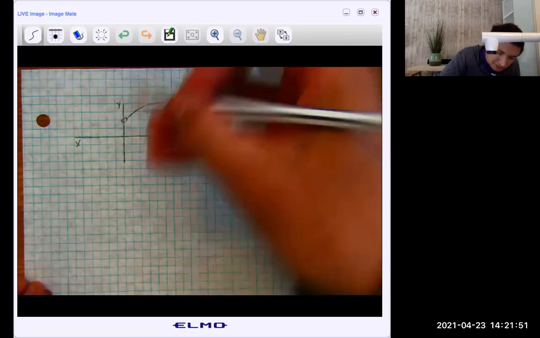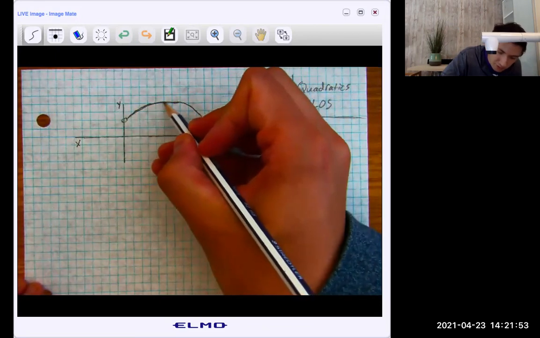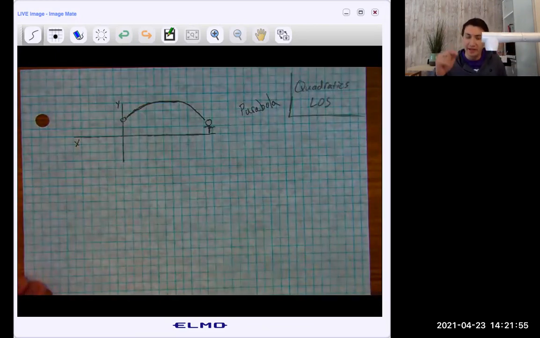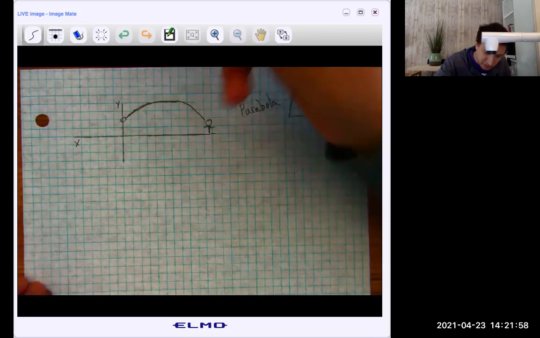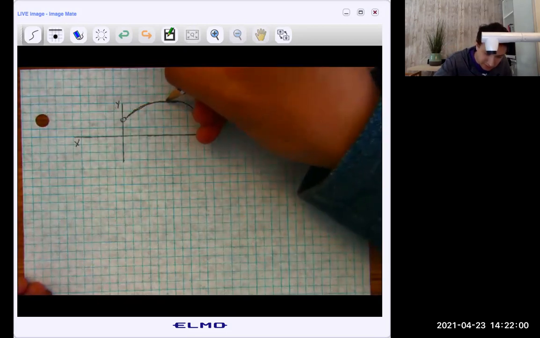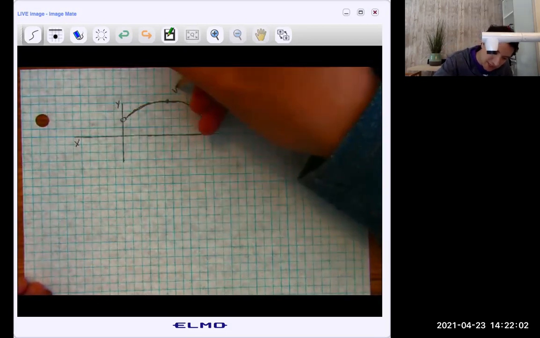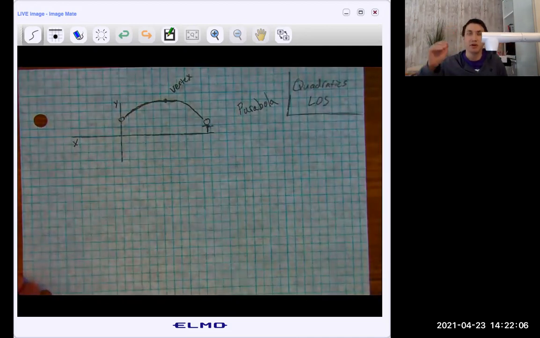Now, there are some interesting things about parabolas. Notice that there's a peak to it, like a top. It looks like the top is somewhere right around here. This is what we call a vertex. It's the maximum amount that the parabola reaches, or in this case, our Angry Bird reaches.